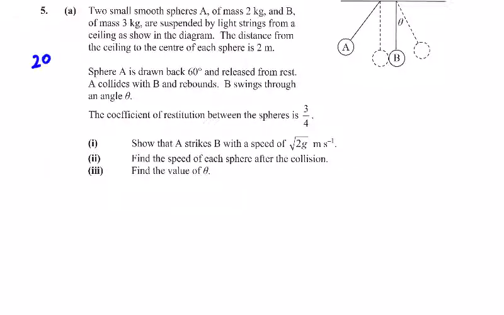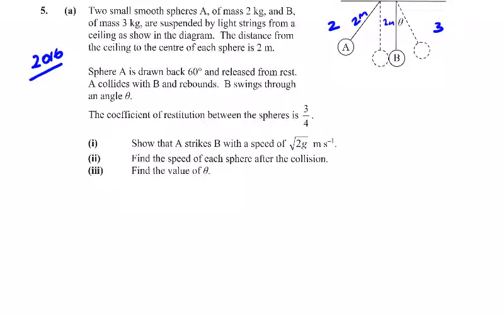Here we have the 2016 question 5 on impacts and collisions. We have two smooth spheres A and B. A has a mass of 2 kilograms. B has a mass of 3 kilograms. They're suspended by light strings as shown, and this is 2 meters. The string is 2 meters, as this one here.